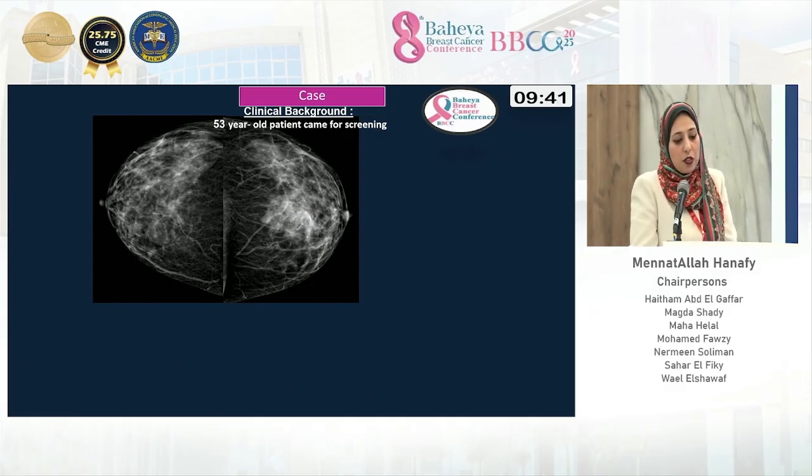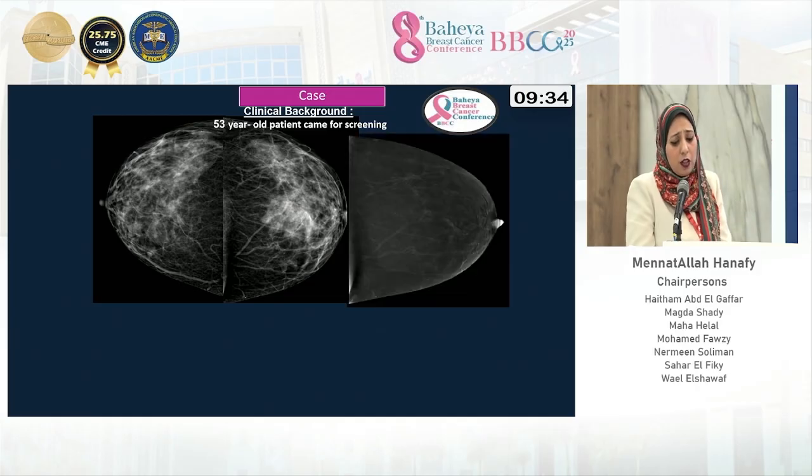As in this case, a 53-year-old patient came for screening. Her mammography showed left breast central asymmetry, showing faint non-mass enhancement, yet the MRI showed intense non-mass enhancement.